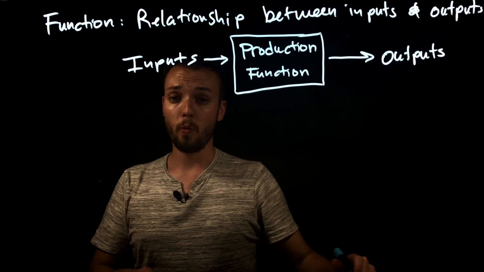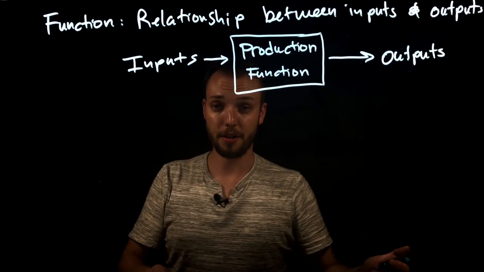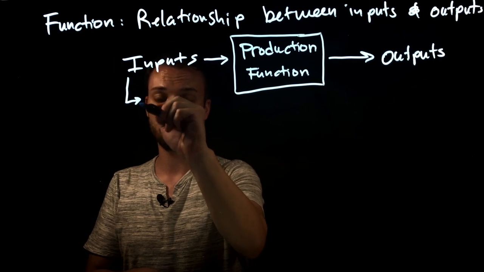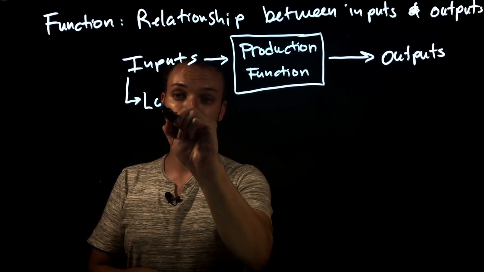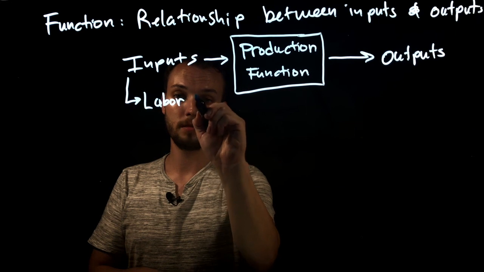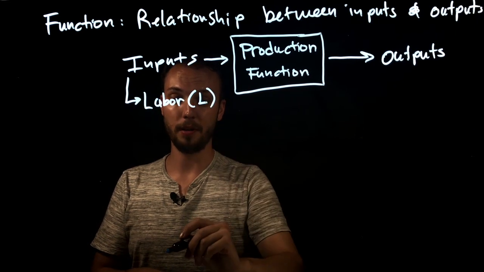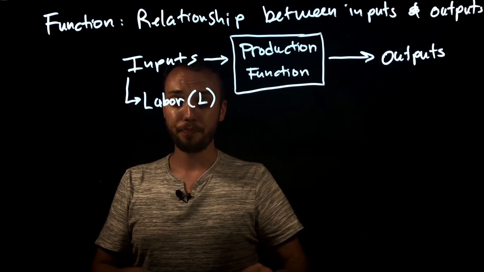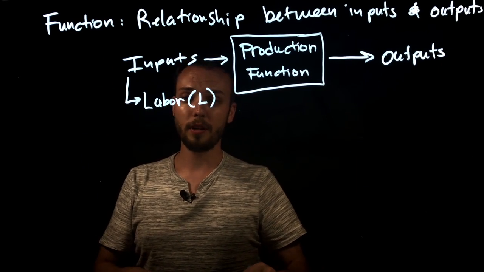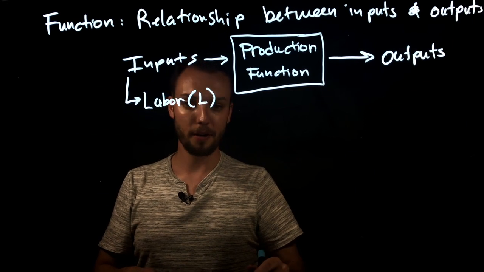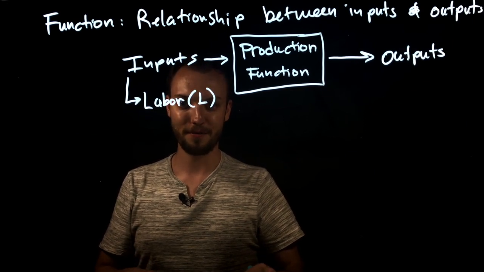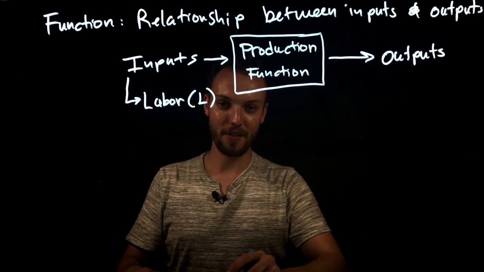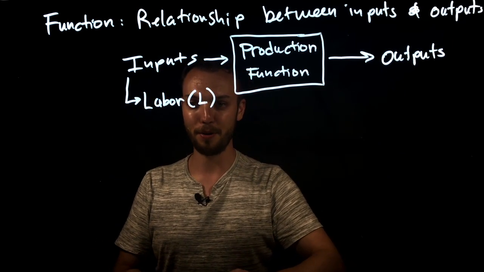So one example of an input that goes into production could be labor, or hours worked. And I'll use L to denote labor. We're talking about the number of hours that are worked. So let's think about a particular production process for a particular good. And this production process is only going to use labor, so nothing else. Don't worry about everything else that goes into producing this.